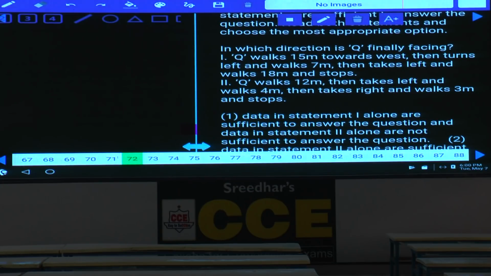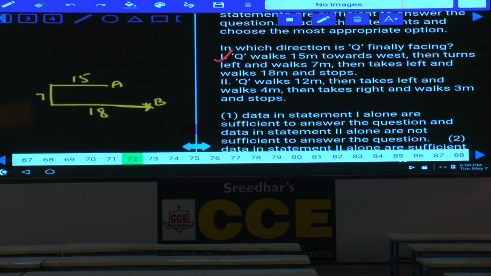Now in this direction question, in which direction is Q finally facing? Q walks 15 meters west, this is the starting point. From here, Q walks 15 meters west, then turns left and walks 7 meters, and then takes a left and walks 18 meters, and stops. A is the starting point of Q and B is the final point. Then in which direction is Q finally facing? Q is finally facing towards east. Are you getting a unique answer or not? Hence 1 alone is sufficient.